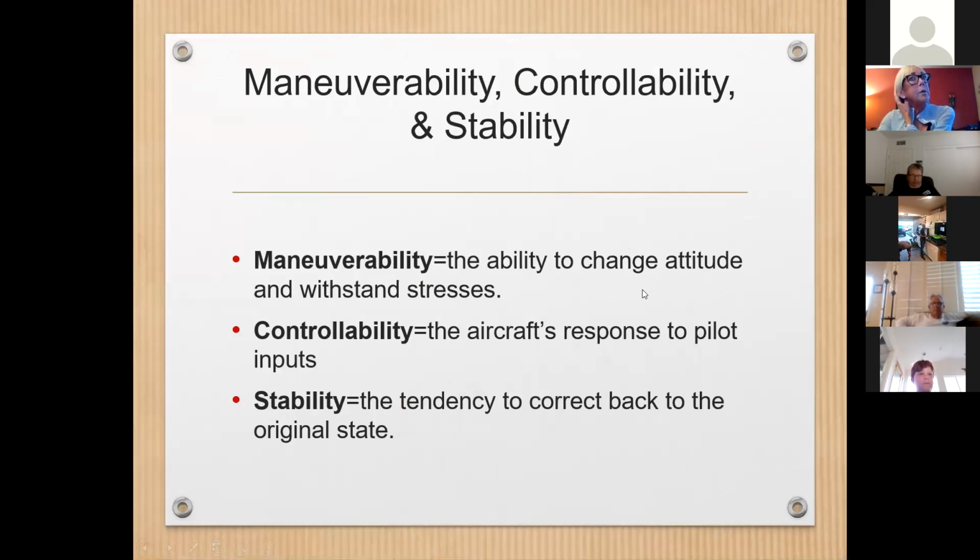Okay, so maneuverability, controllability, and stability. Maneuverability is the ability to change attitude and withstand stresses. Controllability is the aircraft's response to pilot inputs. And stability is the tendency to correct back to the original state. We talked about the camber in the wing, and the ones that have a lot of camber on top of the wing and less camber on the bottom are a more stable wing. And so they're always going to want to go back to their original state.